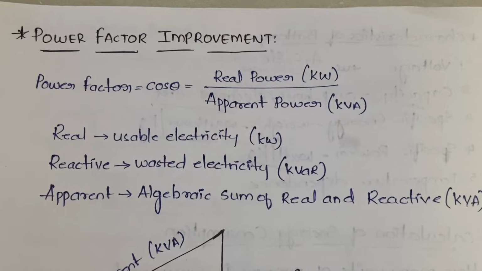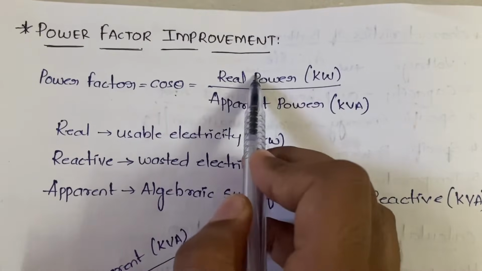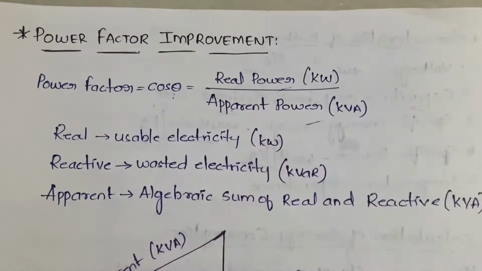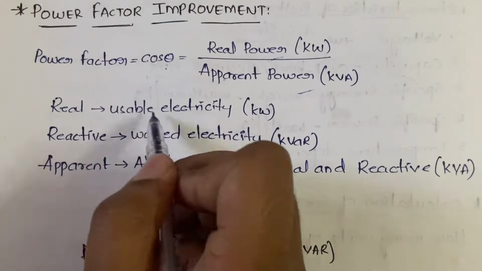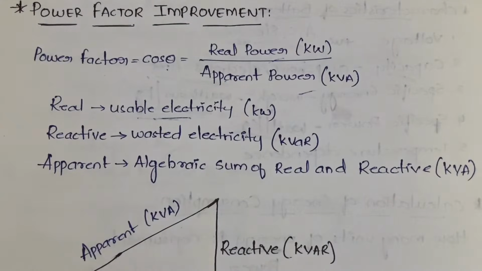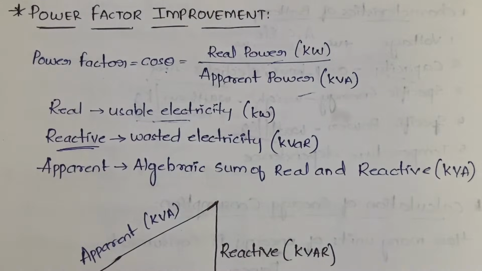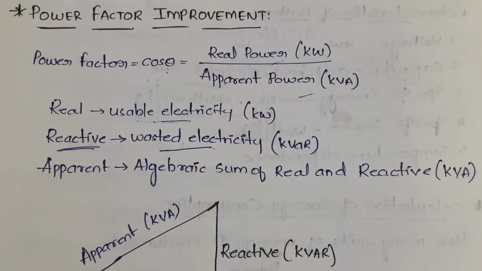Okay, simple. So power factor is usually represented with cos theta, and that is the ratio of real power to the apparent power. So what is real power, what is apparent power, you may get a doubt. Okay, cool, don't worry. First, real power is nothing but the usable electricity, that is the electricity which you are actually using. Reactive power means when you are using the electricity, some electricity will be wasted, and that wasted electricity is called the reactive power.